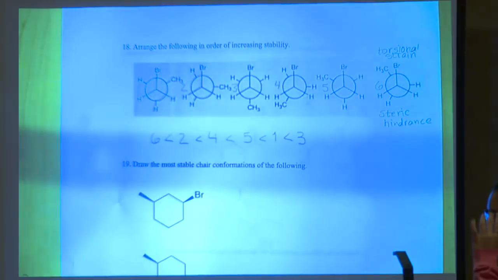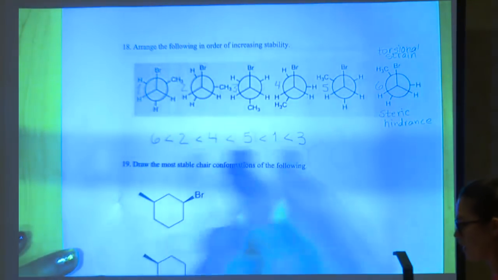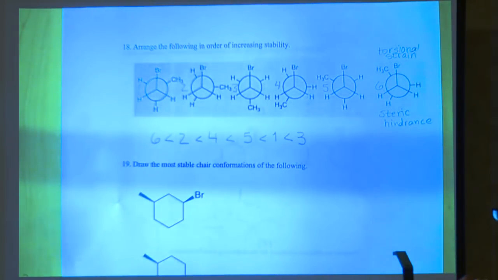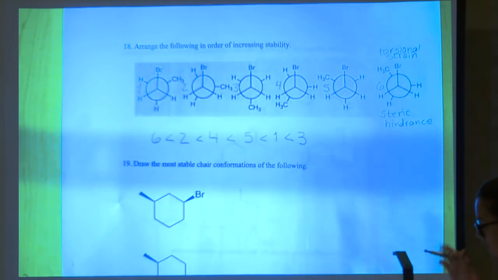Good. So eclipsed is going to be, because torsional strain is going to have a big factor in whether it's stable or not. So then how would we rearrange this? Let's just get it right, and then I can answer the questions on it. I would have put 3 as the most stable, but then I would have had 4 as a little bit less than that. I wouldn't have had 4 be that unstable.